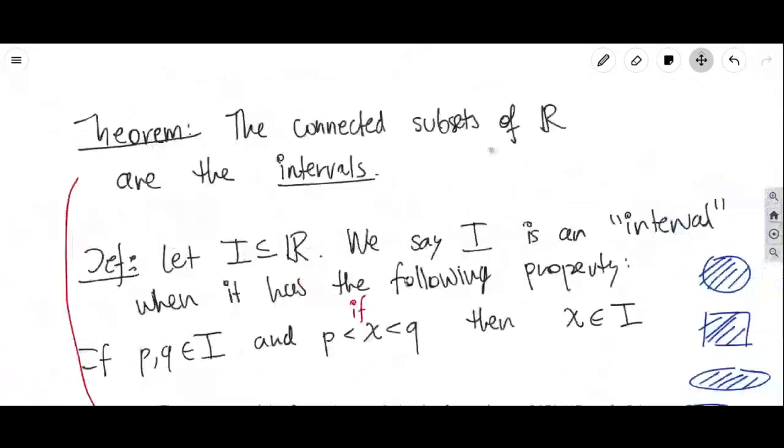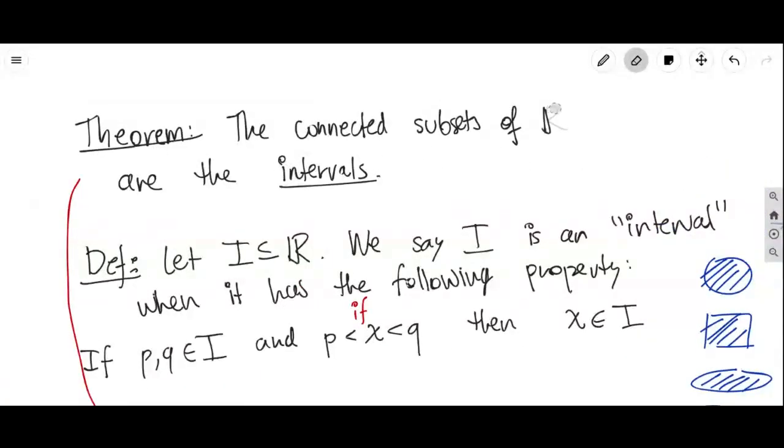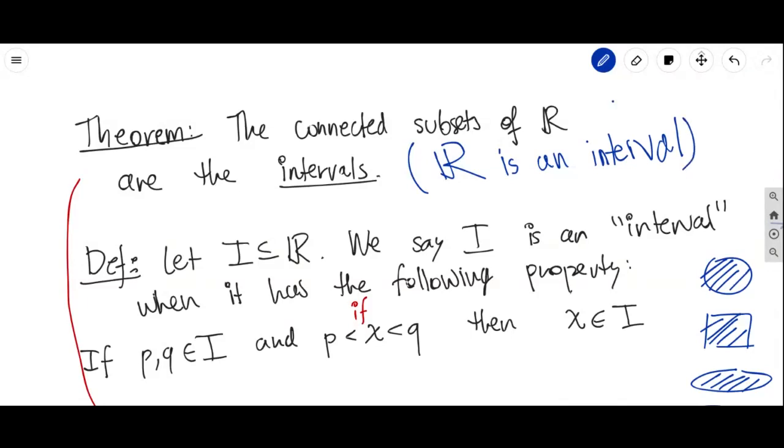But for the real line, we actually have a classification theorem that tells us that the connected subsets of R are the intervals. So this includes R itself, right? So R itself is an interval. So that would mean that the real line is also connected, which is not surprising because it's a full line, so it should be connected.